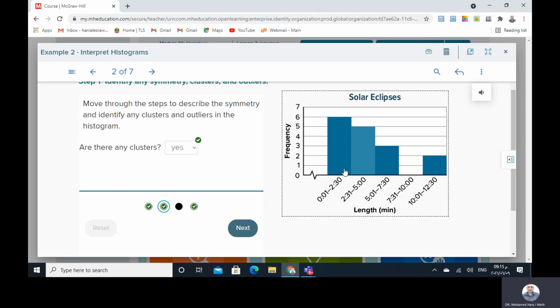Are there any clusters? Yes. We have the data together here. Yes, we have clusters. There is a cluster from 1 second to 7 minutes 30 seconds. No outliers.